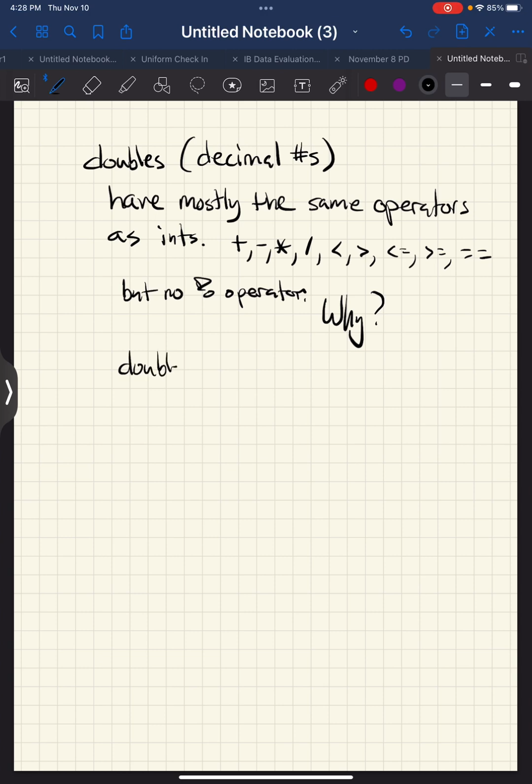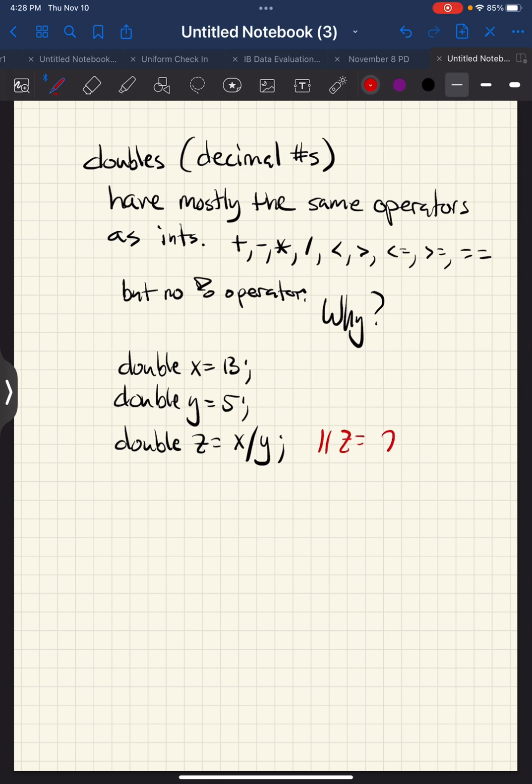In other words, if we have double x equals 13, double y equals 5, double z equals x divided by y. Well, in that case, z is going to be 2.6. So up here, x is going to be 13.0, y is going to be 5.0. Okay?